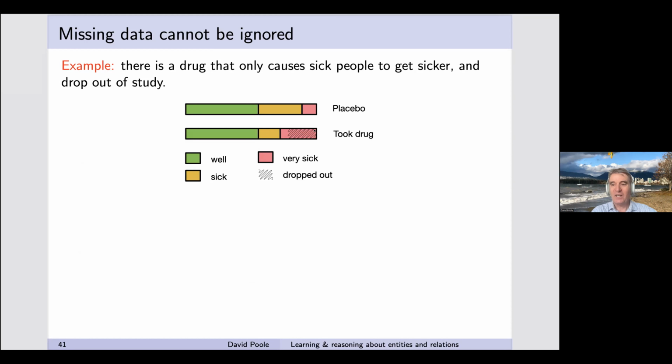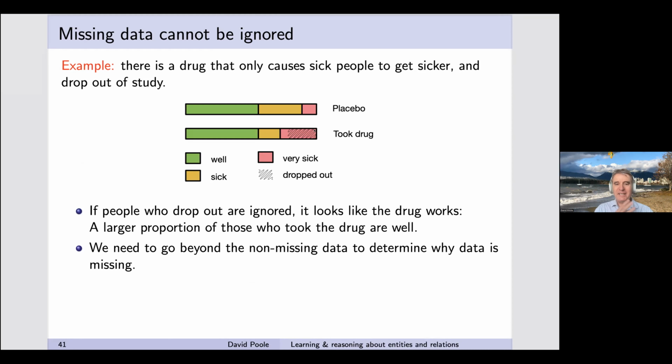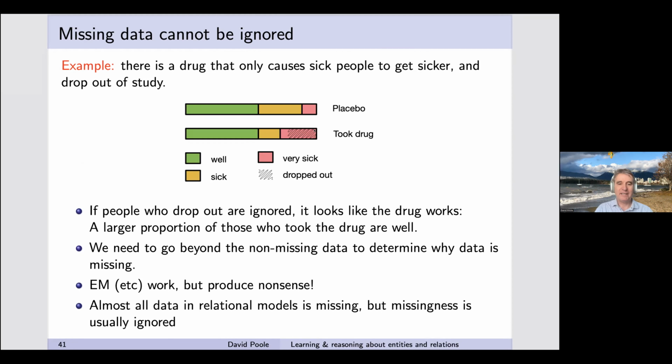People who do drug studies go to a lot of work to find out why people dropped out. And that's really important. If people who drop out are ignored, it looks like the drug works. A larger proportion of those who took the drug are well. And we need to go beyond the data to model how data is missing. And things like EM actually work.